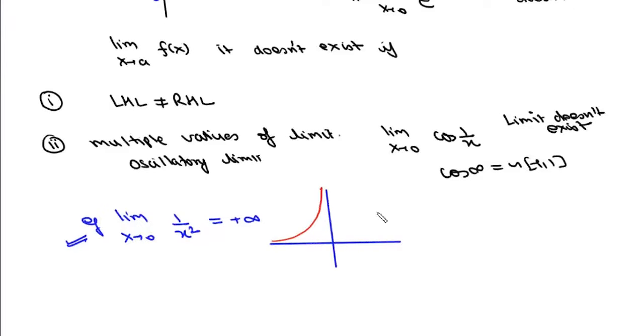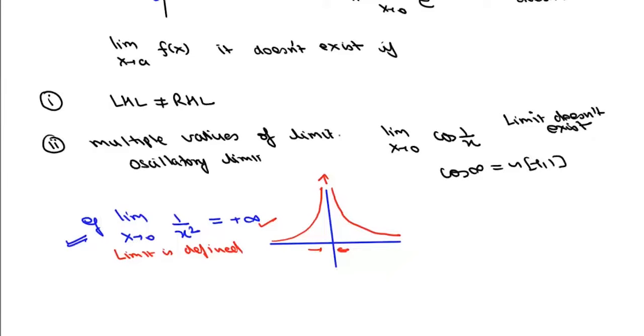And if we look at graph of 1 upon x square, then from the left hand side and also from the right hand side, if we move towards 0, both these left hand limit and right hand limit approach positive infinity. So in this case, limit is defined and it is equal to plus infinity. So we don't have a problem with finite or infinite values. It should just be left hand limit must be equal to right hand limit, and also there should be one distinct value of this limit, whether finite or infinite.